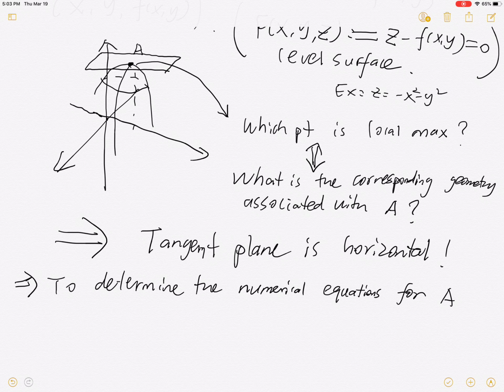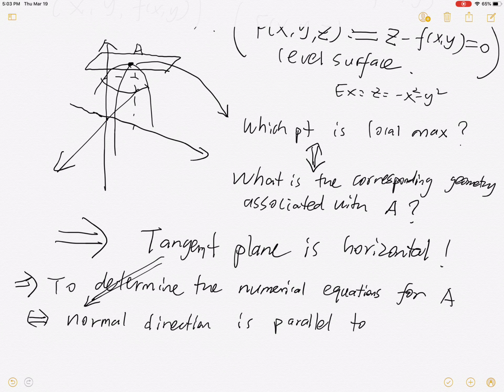That means the normal line. So this normal direction is parallel to z. So here, in x, y, z coordinates, parallel to the z-axis. Okay.